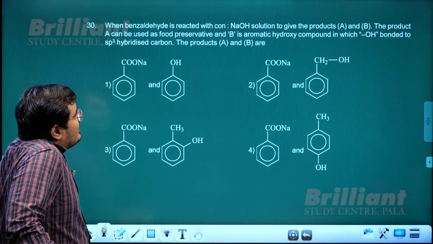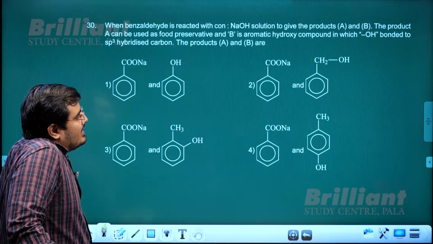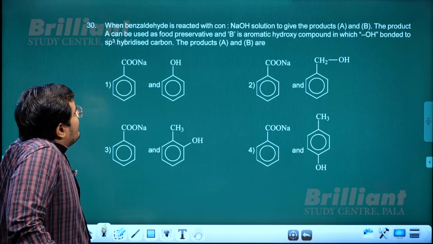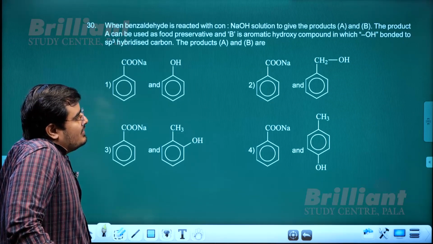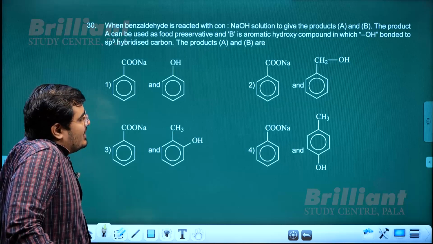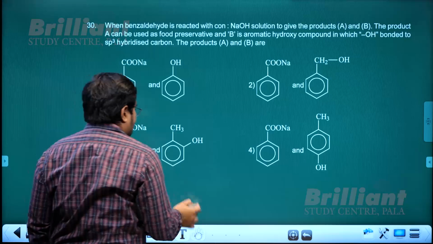Next is, when benzaldehyde is treated with concentrated NaOH solution to give the products A and B. The product A can be used as a food preservative and B is an aromatic hydroxy acid in which OH is bonded to an sp3 hybridized carbon. The products A and B are.